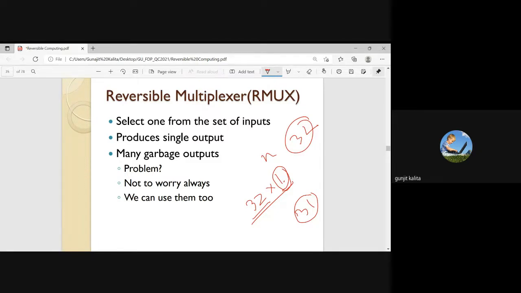Why? Because if you utilize this circuit to augment another circuit, then these unused outputs may be utilized. So we need to look into that. That's a circuit optimization case, or you would require some synthesizing algorithm for it. But if you are designing a multiplexer only, then this is a problem, as you need lots of garbage outputs. Again, if you utilize these outputs for some other purpose or to augment other circuits, then they may be utilized and you will have fewer garbage outputs. So you need to look into that.